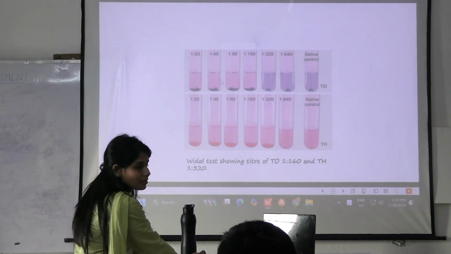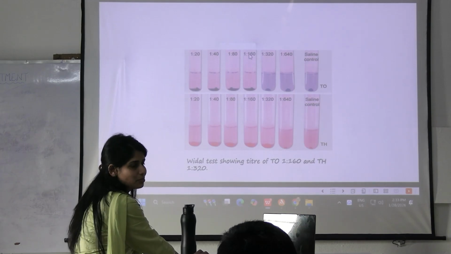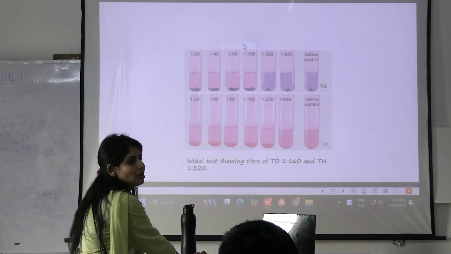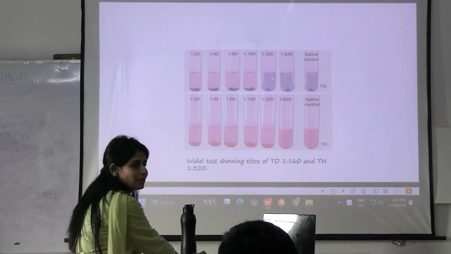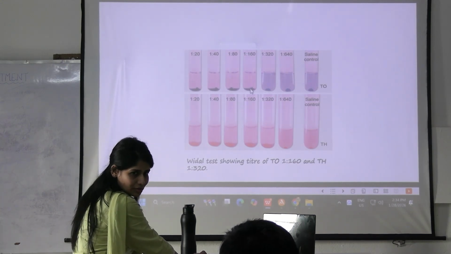So what happens if the ratios are 1:80 for both? What should you do if it's borderline? If it's borderline, you should repeat the test after 5 days or 1 week, and if there is a raised titer, an increasing titer indicates that there is presence of infection in the body. Okay.